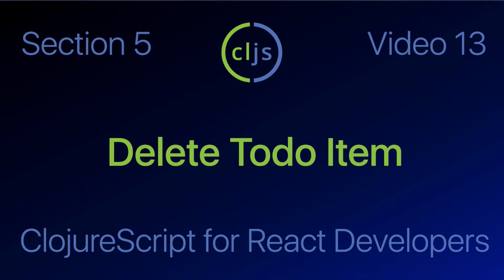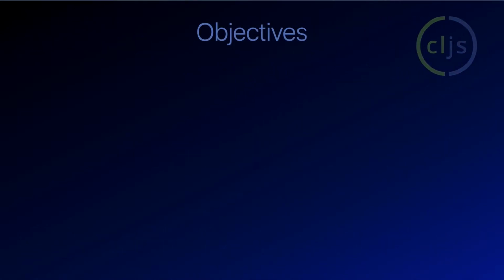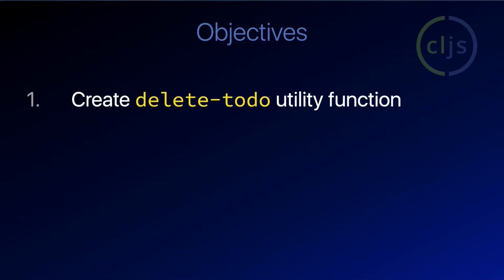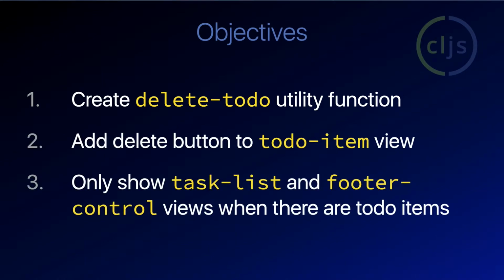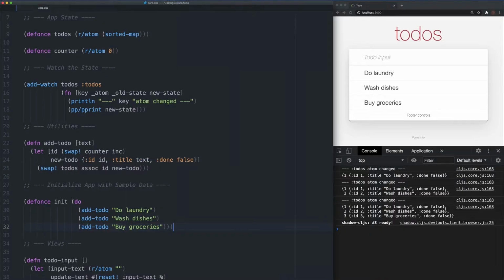Delete to-do item. Our objectives are: we will create a function to delete to-do items. We will add a delete button to the to-do item view. And we will show the task list and footer control views only when there are some to-do items. The next feature we want to add for our users is deleting a to-do item.